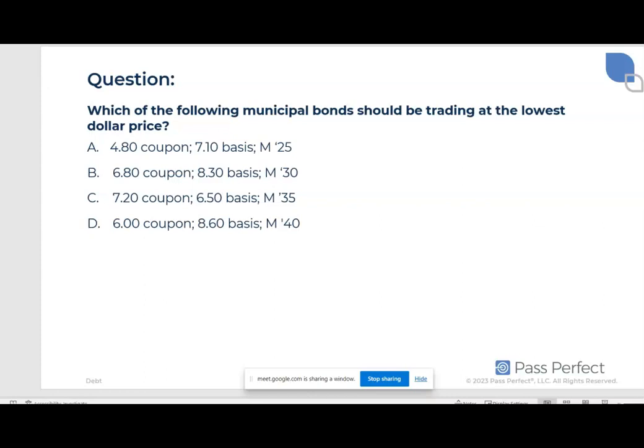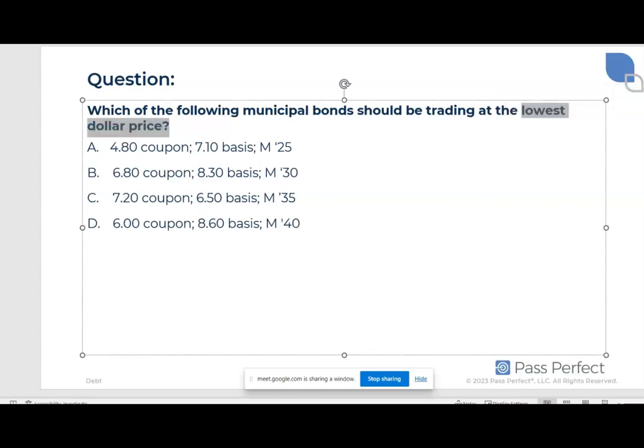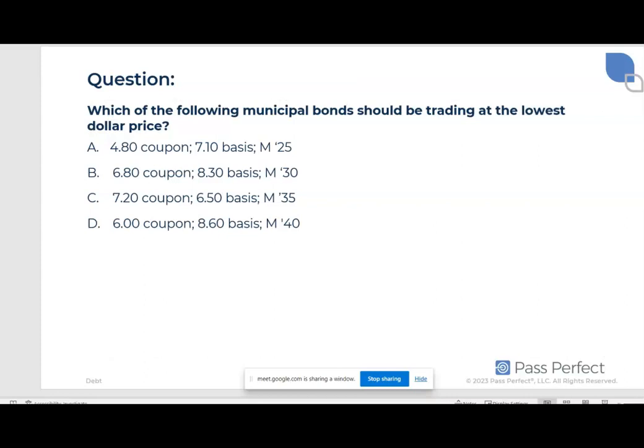All right, so first off, the question is which of the bonds should be trading at the lowest dollar price? So we know if the price goes down, then what happens to the yield? The yield goes up, compared to its coupon, which is the nominal or named interest rate. Another word for basis is yield to maturity, YTM. Yield to maturity is a synonym for basis. So first off, if the yield has gone up, it's because the price has gone down.